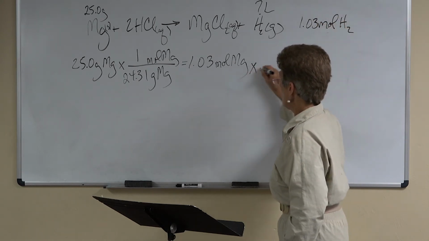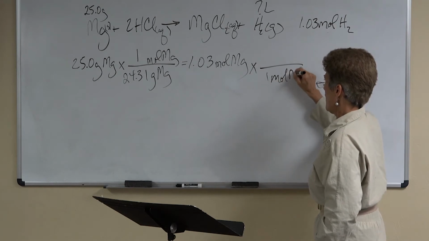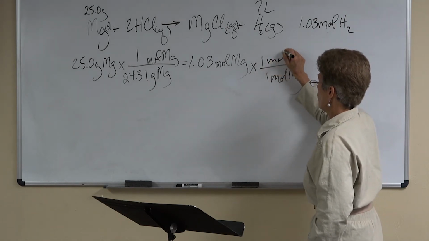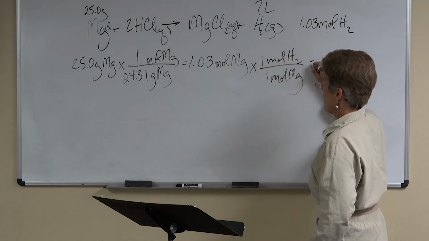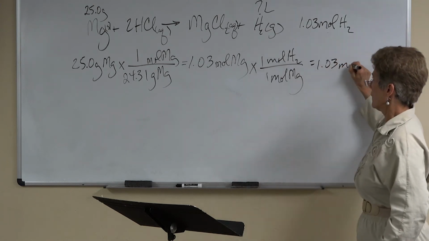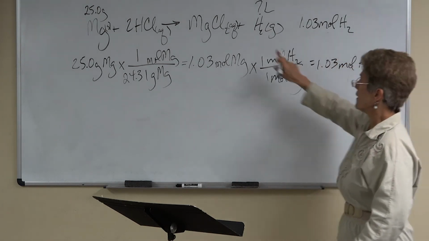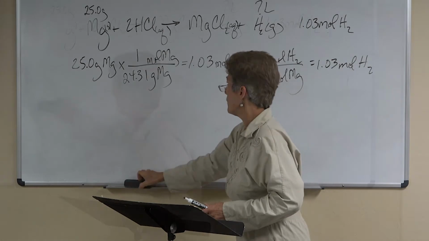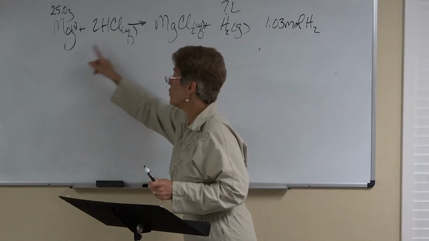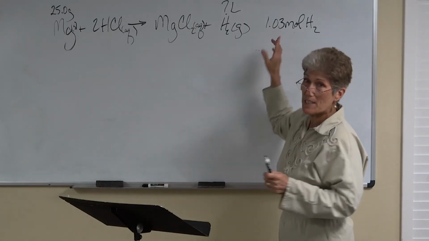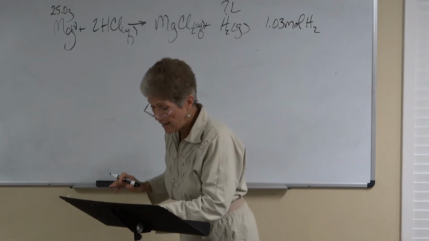And in case you're wondering, that was 1 mole of magnesium here, 1 mole of H2 here, and that's how I got that through the stoichiometry, because it's a 1-to-1 relationship. And that's important because if it wasn't a 1-to-1 relationship, this number of moles would be different. So you had to figure that out.